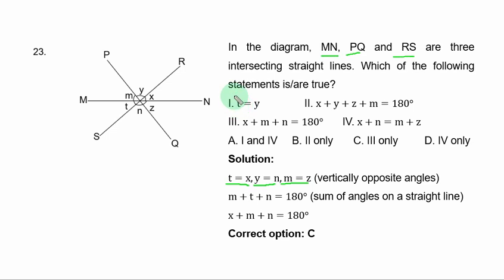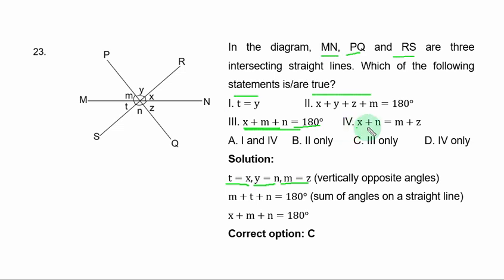Now let's check. T is equal to Y. That is not true. S plus Y plus Z plus M. That means these four angles are on a straight line. That is not true. Now let's check this. S plus M plus N equal to 180 degrees. Okay. Now if you check this line, you have M plus Y plus S, and Y is equal to N. So you can replace Y with N. So this option is true.